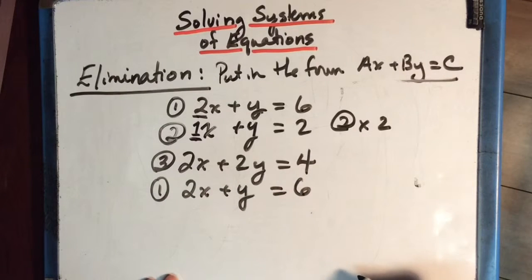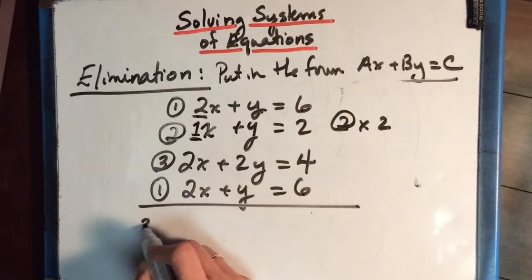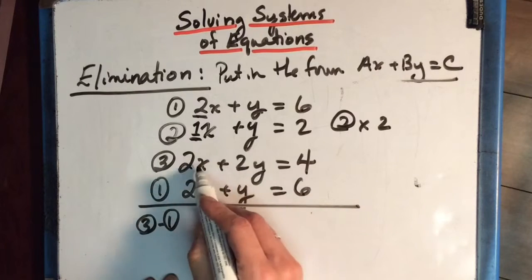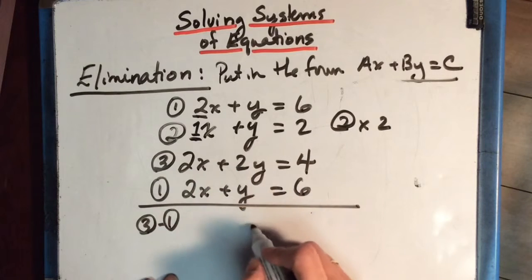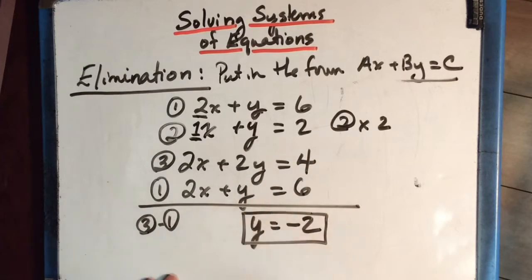And what I can do now is, as you can see, I can eliminate these ones by subtracting 3 minus 1. This minus this is 0. 2y minus y is y. 4 minus 6, negative 2. And we know that this is the correct answer. Okay? And that's another way of doing this.